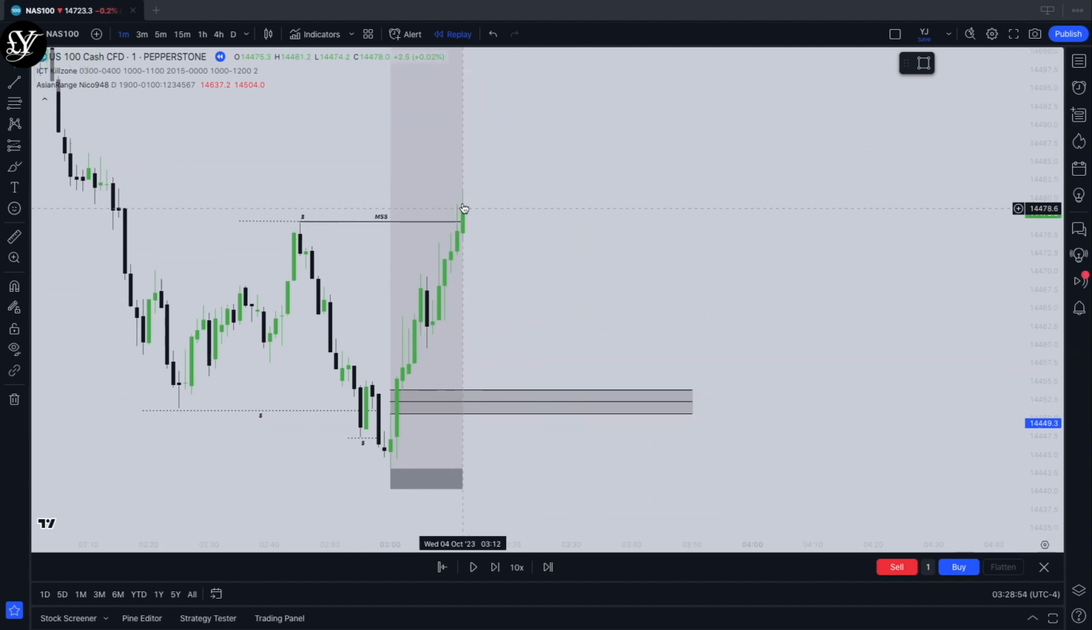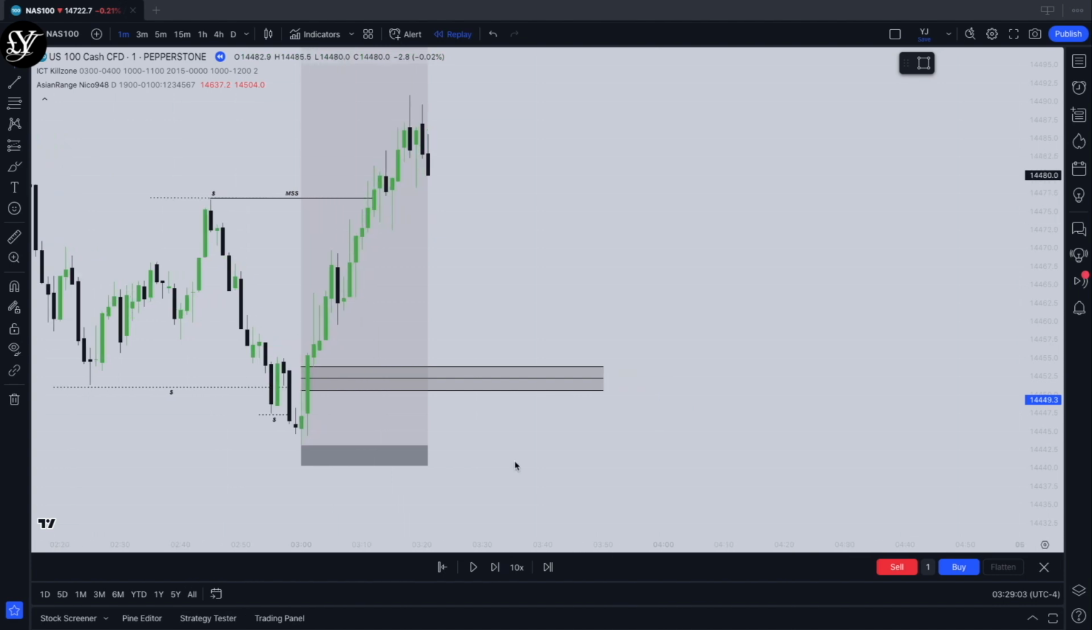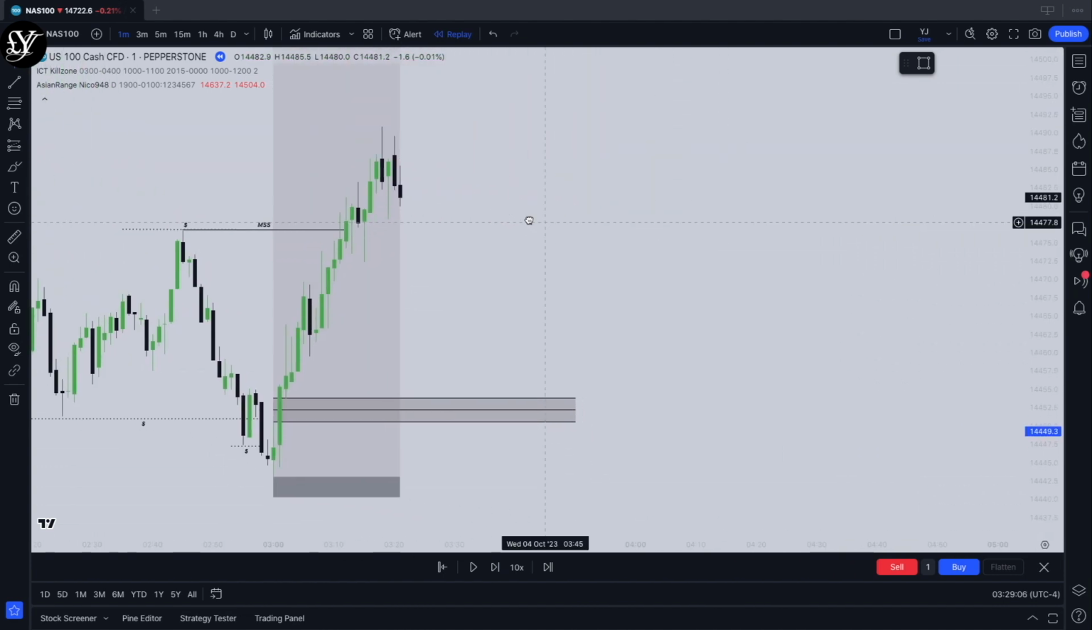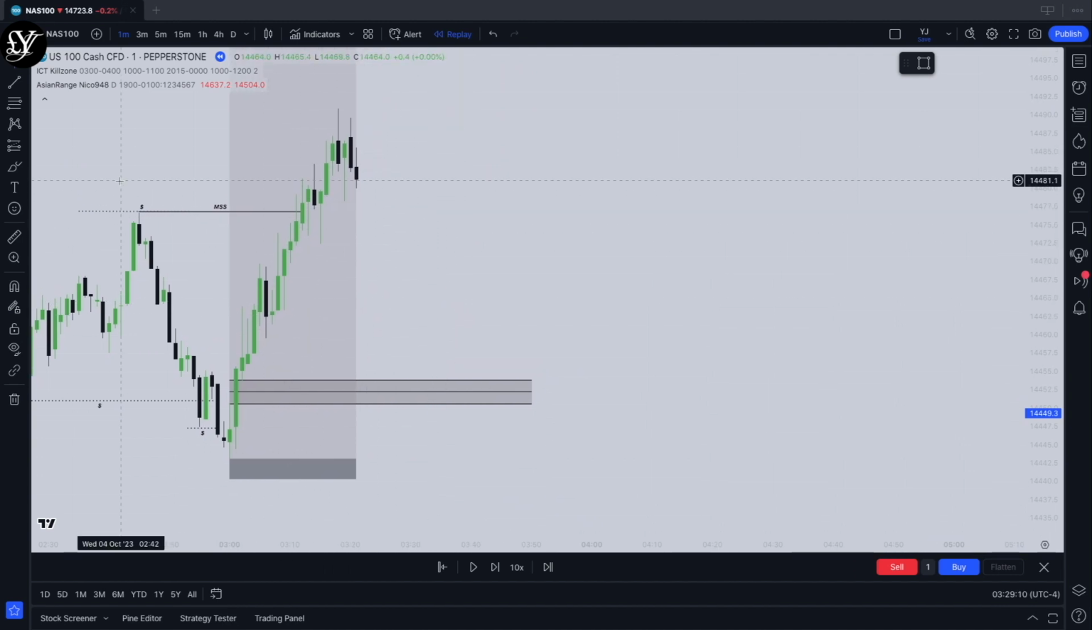Now, in this situation, we'd wait for price to reverse, tap into our order block, and go back up to our take profit. So we'd play price out. We can see price clearly broke the structure right here. So this is a valid market structure shift. Now we'd place a long position.